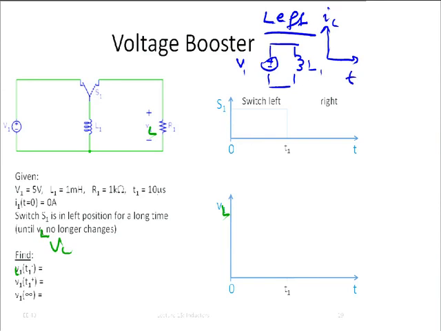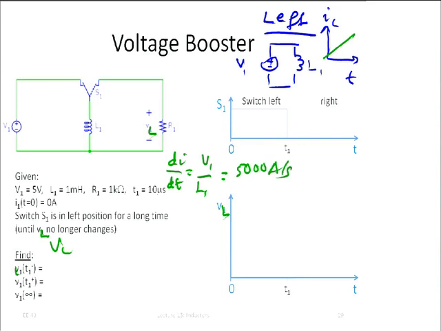It's going to increase like this. And what is di/dt? That's the voltage divided by the inductance, and that's here equal to 5,000 amps per second. Right? Okay. So the inductor is smaller, so the current ramps faster.